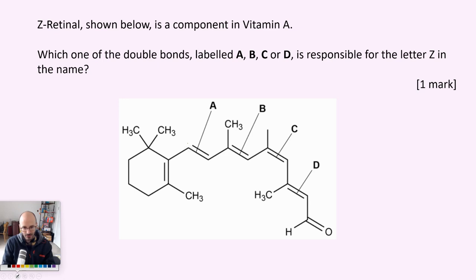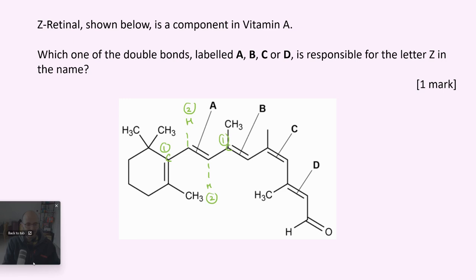So this carbon of the double bond is bonded to 1 hydrogen here. It is also bonded to this carbon, so this is priority 2, this is priority 1, and this carbon here is bonded to 1 hydrogen, priority 2, and 1 carbon, priority 1. And therefore we can see that the top priority groups are on different sides of the double bond. So this one is going to be E. Okay? The second one, B.